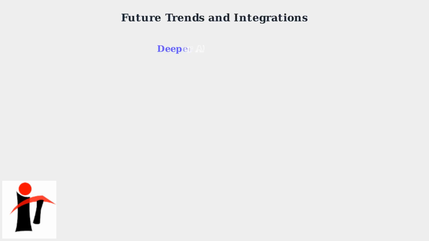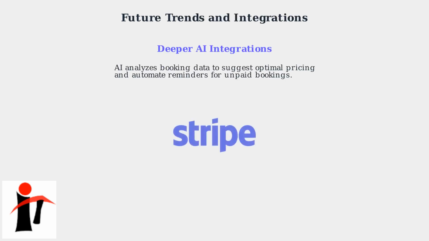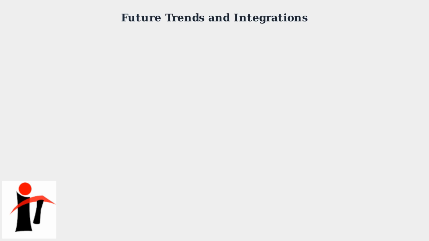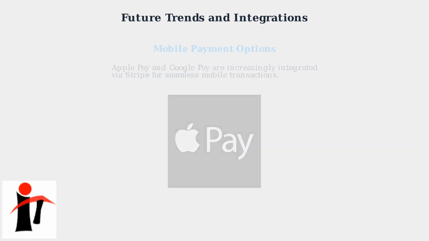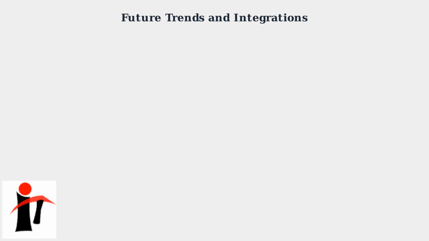The Stripe Calendly integration continues to evolve with deeper AI capabilities. By 2025, AI analyzes booking data to suggest optimal pricing strategies and automate reminders for unpaid bookings, reducing no-shows and improving revenue streams. Mobile payment options are becoming more prevalent, with Apple Pay and Google Pay fully integrated through Stripe. This caters to the 40% increase in mobile bookings reported in 2024, making payments frictionless on smartphones and tablets.